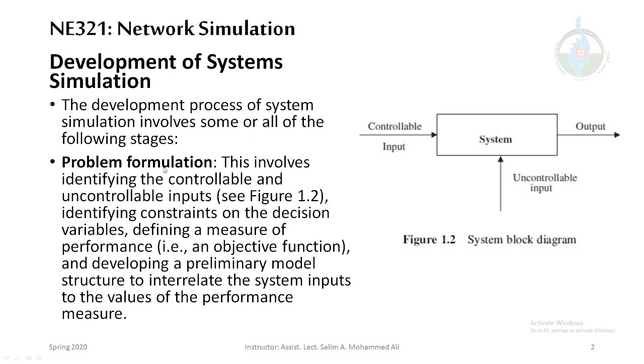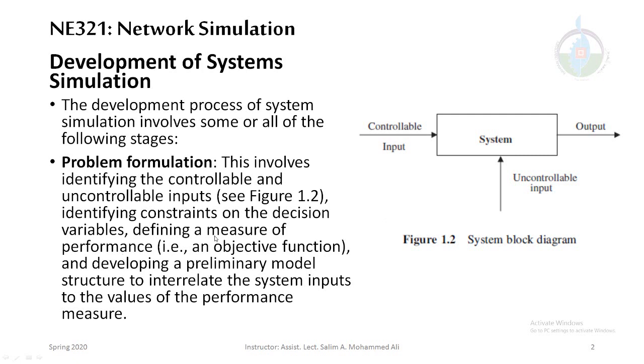Problem formulation. We have to understand the problem before we proceed in the simulation. This involves identifying the controllable and uncontrollable inputs. Some controllable inputs, we can define as random variables in the simulation. Some uncontrollable variables, we can get from recordings, from long sheets of actual real data and put them in the system. Or generate some random equations to create these inputs.